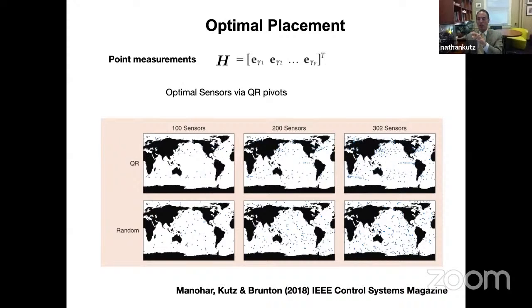So for instance, look at the 300 sensors. Do you see that bunch of sensors that get placed off of Peru, Ecuador there? This is basically the El Nino. Those sensors are there to pick up El Nino. Okay? Versus if you do random sensor placement, they're just randomly placed everywhere, which is what I originally said. You just place them somewhere and see how you do.